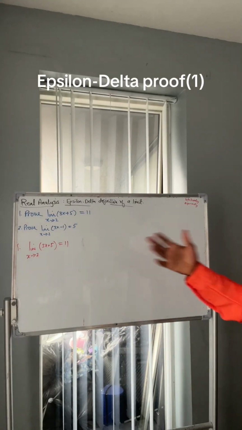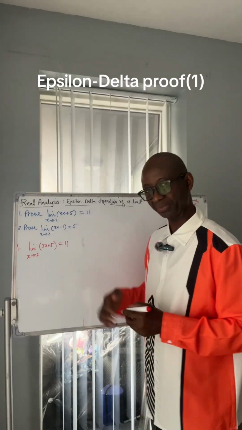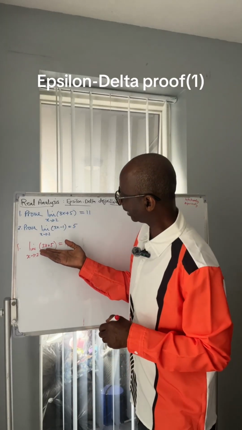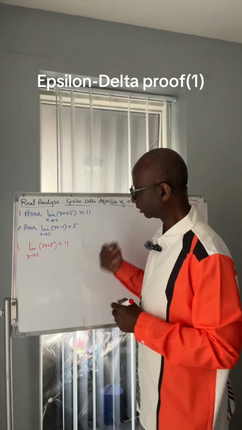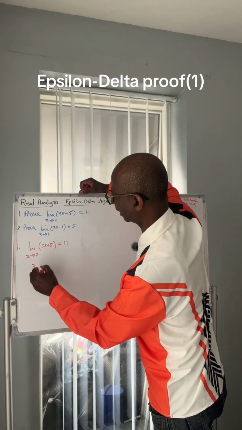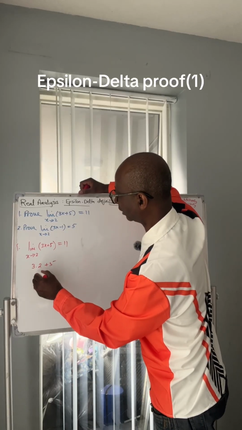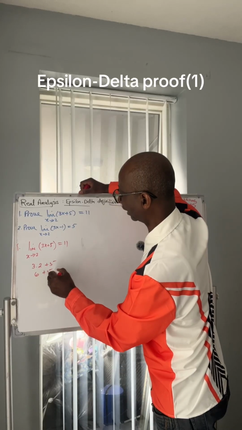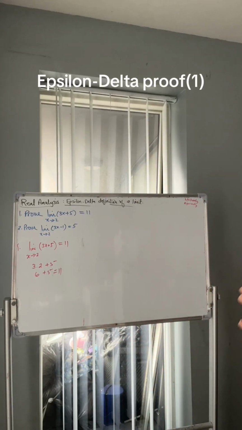Right, so what is this saying? Intuitively, what this problem is saying is that if you replace x by 2 on the left hand side, then you will get your 11 on the right hand side. In other words, 3 times 2, replacing x with 2, plus 5, gives you 6 plus 5, that is 11. Intuitively, that is what that function is talking about.